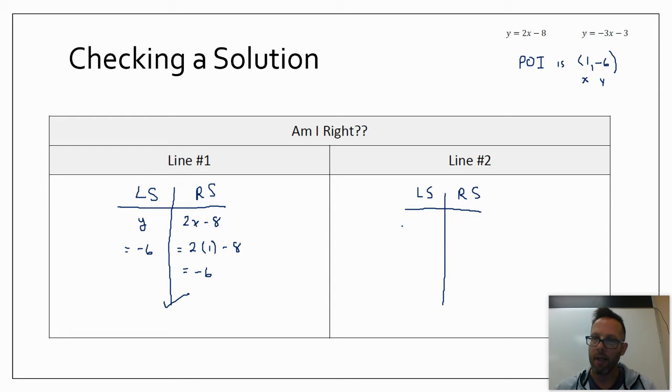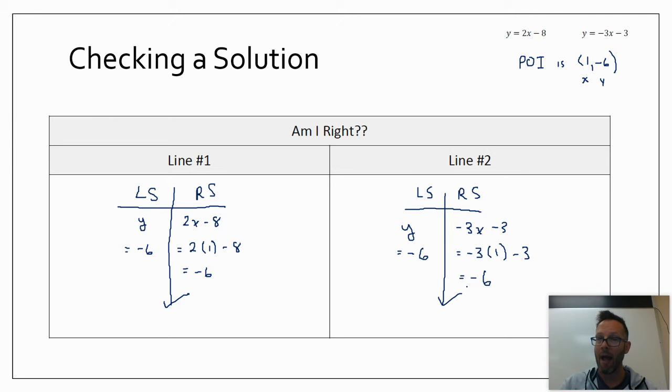Line 2 is y on the left, and on the right, negative 3x minus 3. And we think the solution is negative 6 for y, and x is 1. Negative 3 times 1 is negative 3. Negative 3 subtract 3 is also negative 6. Hey, that point is on the second line as well. Well, if it's on both lines, we know it's the point of intersection. We did the problem correctly. So yes, we are right.